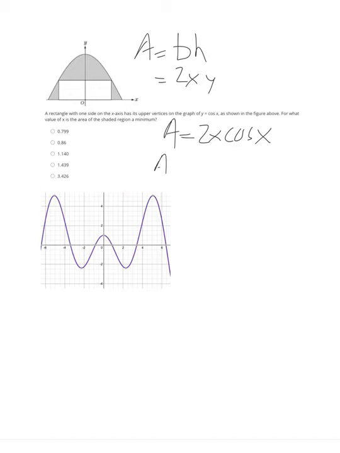So A prime is going to equal, I'm going to need some product rule here, so I'm going to leave the 2x by itself for a second, and then make this negative sine of x, plus take the derivative of the 2x, that's just 2, and then leave the cosine of x. And I need to know the critical numbers. Where is this thing 0? This is a difficult equation to solve by hand, if not impossible.